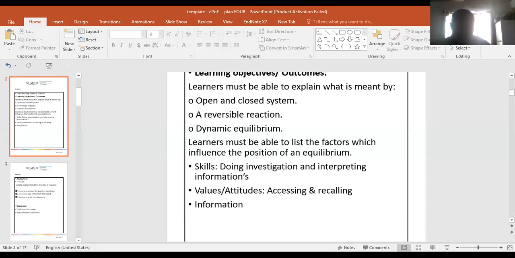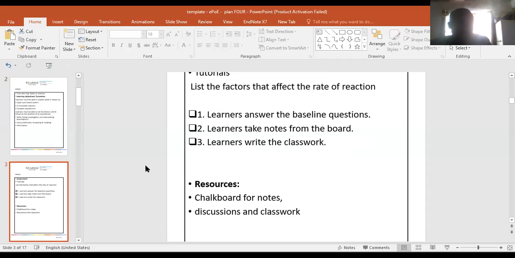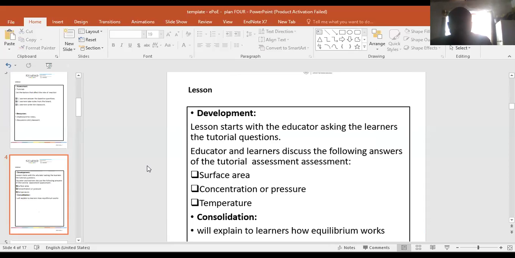After this lecture, I expect you to know these things: open and closed systems, reversible reactions, and dynamic equilibrium, and you must be able to list the factors which affect or influence the position of equilibrium. Let's start with the educator asking the learners several questions. I need you to list those factors, all of them, like temperature, pressure, concentration of reactant, or catalyst, that affect the rate of reaction.